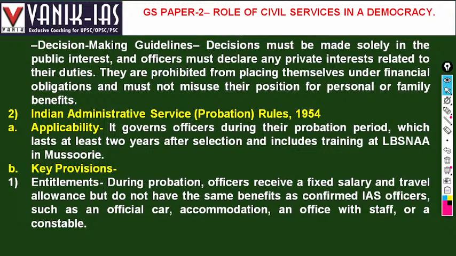Applicability: these govern officers during their probation period, which lasts at least 2 years after selection and includes training at the Lal Bahadur Shastri National Academy in Mussoorie. Key provisions, entitlements during probation: officers receive a fixed salary and travel allowances but do not get the same benefits as confirmed IAS officers, such as an official car, or accommodation and office with staff or constable.